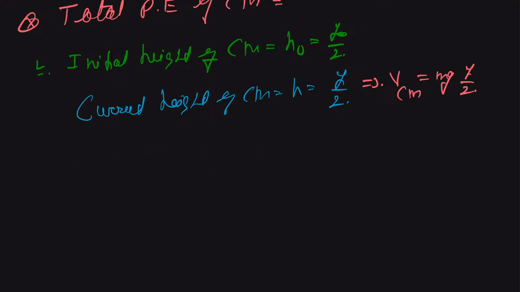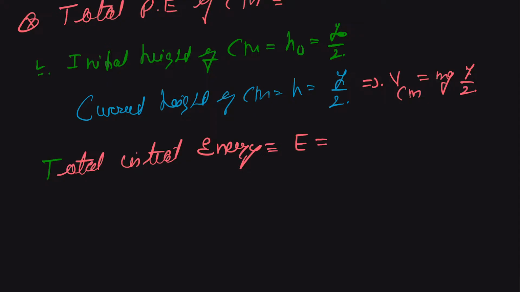the total initial energy. Because initially it was at rest, the only energy will be potential energy. Let us call this E, and that is at a height of h naught, so this comes as mg y naught upon 2. Now we can use our conservation of energy.